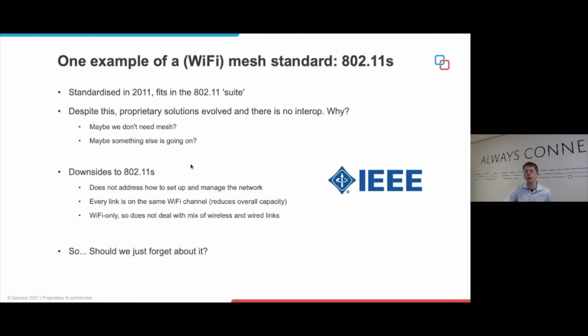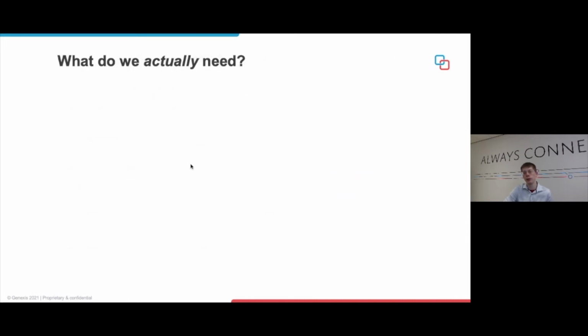Now, with all those downsides, you might just think, well, maybe we should just forget about it. But I don't agree. I think we still need something. But we need to go back to the basics and first talk a little bit about what we actually need, because we've seen a lot of requests for mesh in the network. And it's not always clear what we actually need, because as we just saw, a real mesh network can be quite complicated, and maybe it doesn't even cover everything we need anyway.